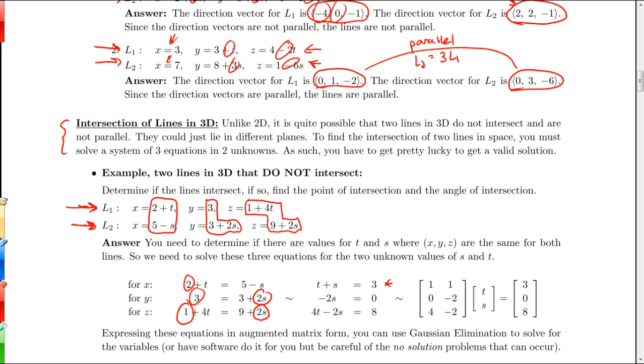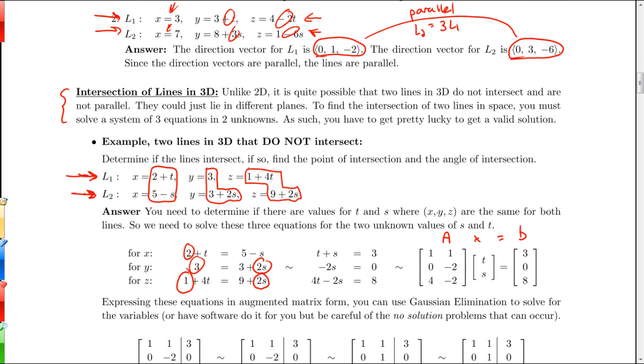So this first equation is just 1 times t plus 1 times s. Right, so that's the first row. The second equation is 0 times t plus negative 2 times s. And the third equation is 4t minus 2s. And the right-hand side is just 3, 0, 8. So if you think about this, casting it back into the form of chapter 1, that's Ax equals b, and I'm trying to solve for x here, right? And you have to be careful because this is not a square system.